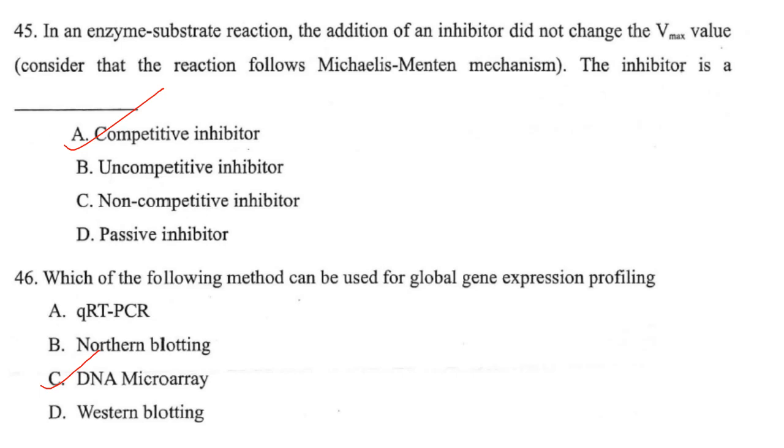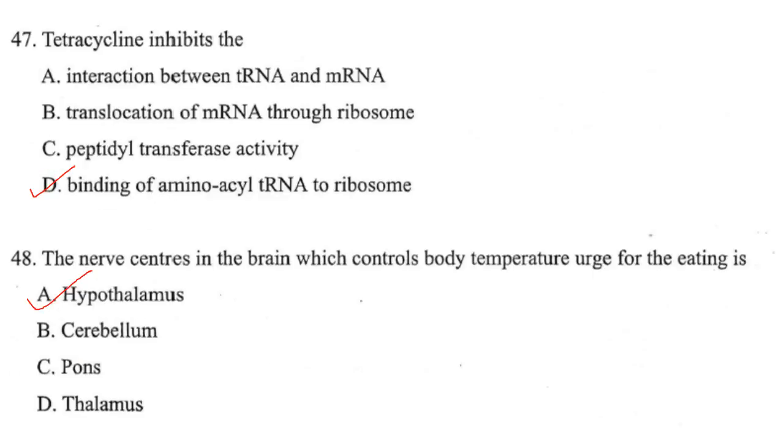Which of the following methods can be used for global gene expression profiling? So it is DNA microarrays. DNA microarray is a collection of microscopic DNA spots attached to a solid surface. It is used to measure expression of a large number of genes simultaneously or to genotype multiple regions of a genome. So the answer here is option C, that is DNA microarray.